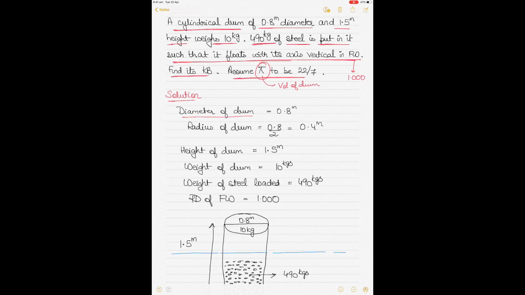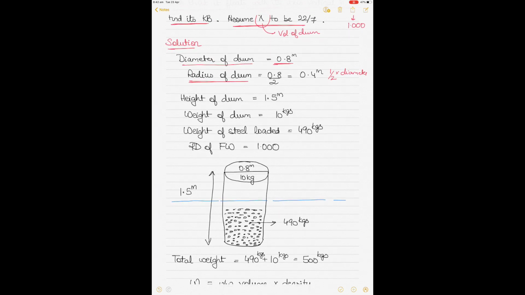So the diameter of the drum is given to you, 0.8 meters. Radius of the drum in this case then becomes half of the diameter. I'll show you what I mean in the figure below. So you see here in this figure, cylindrical drum, this is the diameter, 0.8. Half of the diameter, which is the radius, this is 0.4. Alright, then you have the height of the drum as 1.5 meters given to you. You can see here it's 1.5.